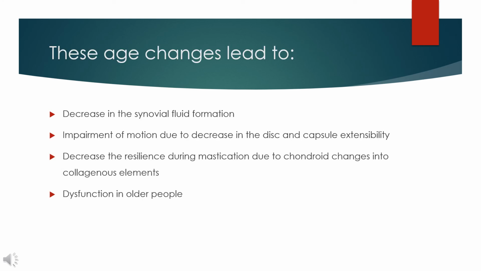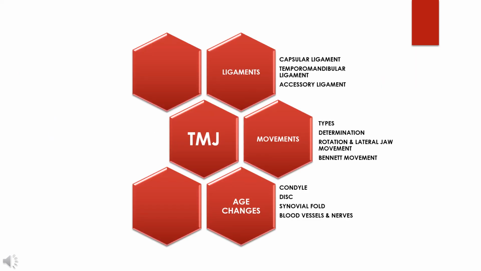So these changes may lead to decreased synovial fluid formation. There will be an impairment of motion due to the decrease in the disc and capsule extensibility. It decreases the resilience during mastication due to chondroid changes into the collagenous element, and there will be a dysfunction in older people. To summarize today's class, today we have seen about the ligaments, movements and age changes of TMJ.